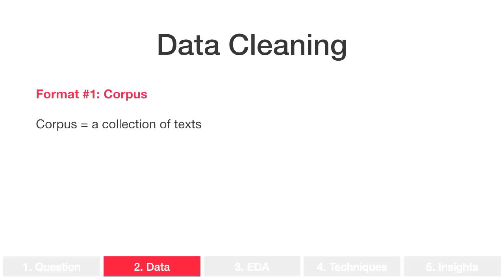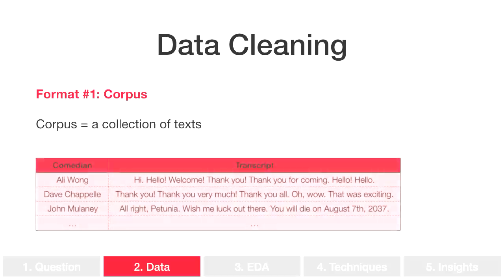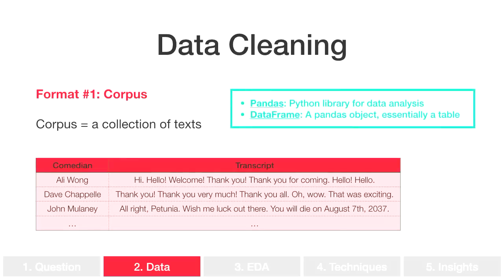So the first is a corpus. And a corpus is just a collection of text, very simply. So the goal for this step is just to get the data in this nice table here. And the way we're going to do this is using pandas. So again, pandas is the Python library for data analysis. And specifically in pandas, there's an object called a DataFrame. So a DataFrame is essentially just a table. It looks like this. So every row of a DataFrame will have an ID. And then every column of the DataFrame has the same data type. So we're going to be creating a pandas DataFrame to create this corpus for us. So that's the first format, very easy.